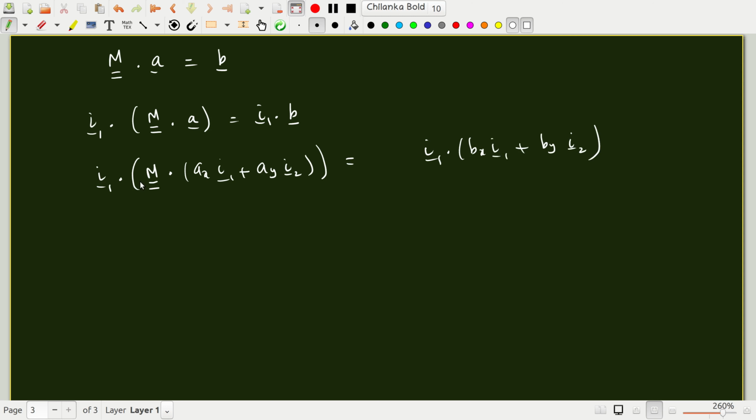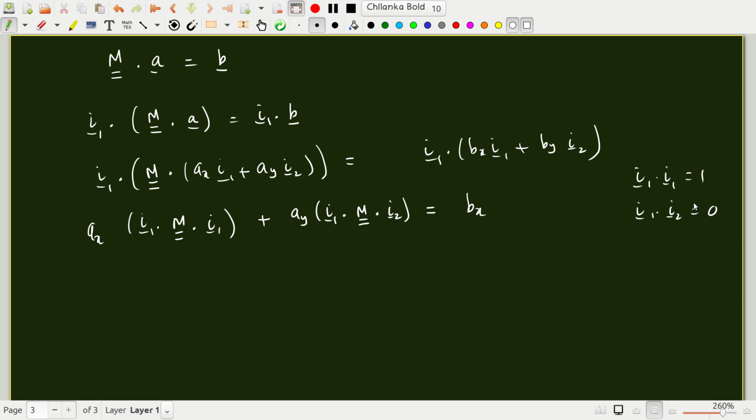Now because it's a linear operator, this operator can go in, so I will get AX, which is just a number, times I1 dot M dot I1 plus AY times I1 dot M dot I2 is equal to, now I1 dot I1 is 1 if I have defined my basis in an orthonormal manner, so this is simply BX, and I1 dot I2 is 0. Now similarly I can have another expression if I dot it with I2. So I'll say AX times I2 dot M dot I1 plus AY times I2 dot M dot I2 is nothing but B dot I2, which is BY.